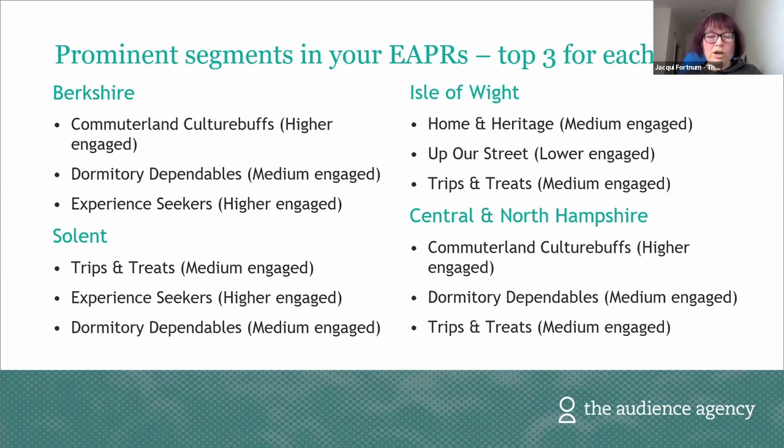So, for example, if you look at the Solent group, the top three are Trips and Treats, Experience Seekers, and Dormitory Dependables. But if you look in at Portsmouth in the Nelson ward, 30% of the people living in that ward belong to the lower engaged Up Our Street segment, which doesn't even appear in those top 3 for the region as a whole. But it is really significant for that particular local neighbourhood. So that's when it's really important to look at that ward level information to really understand what the population in that area looks like.